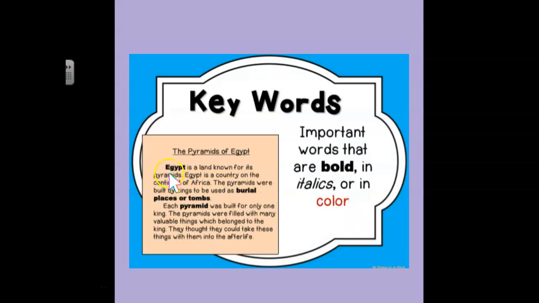Keywords. Your keywords are your important words. The author is telling you, pay attention. These words are very important to what you're learning about. These are key details. All right, the keywords are usually bolded. That means darker print. They can be italics. That means slanted. They can have color to stand out. Sometimes they're even highlighted.